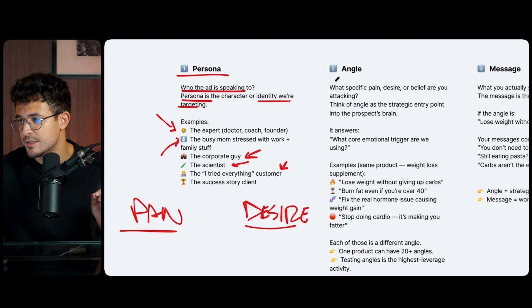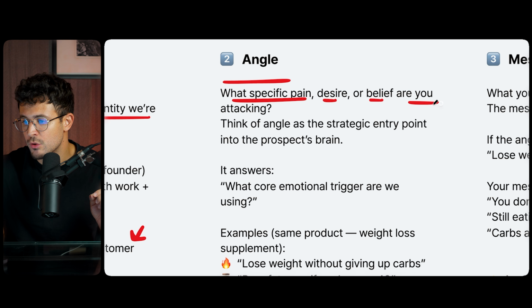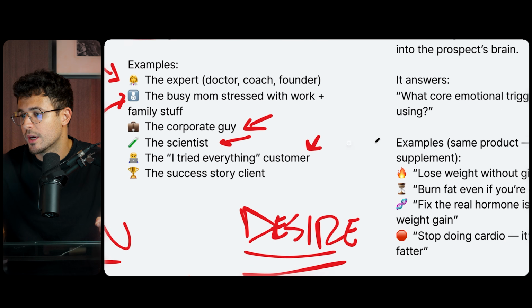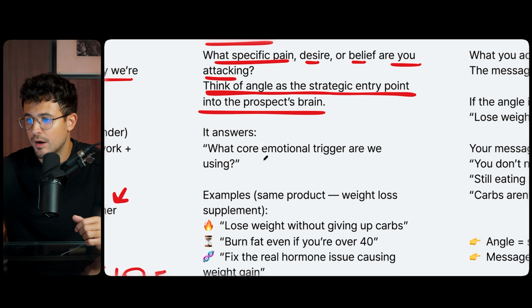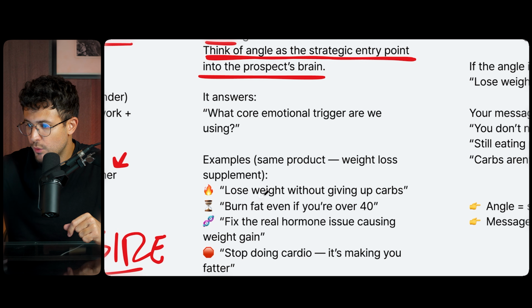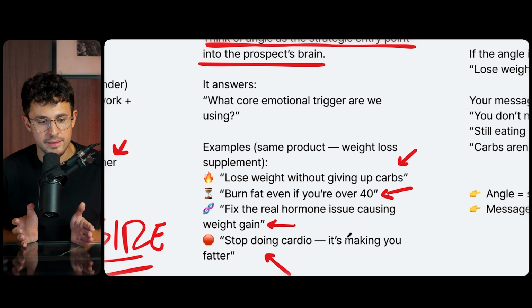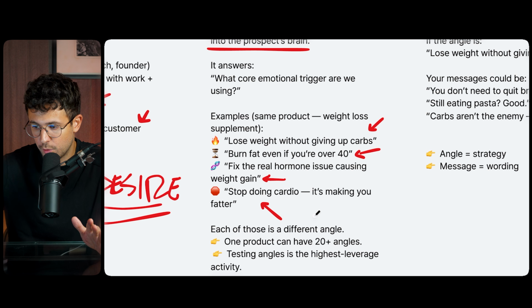The second thing here is the angle. When you think about angle, think about what specific pain, desire, or belief you are attacking, coming from the persona's research and these two elements that I've just mentioned. Think of the angle as the strategic entry point into the prospect's brain. It answers what core emotional trigger we are using. So let me give you some examples. Lose weight without giving up carbs. Fix the real hormone issue causing weight gain. Stop doing cardio, it's making you fatter. So these are angles. This is the way that we're tackling that specific issue or pain point or whatever we want to target.